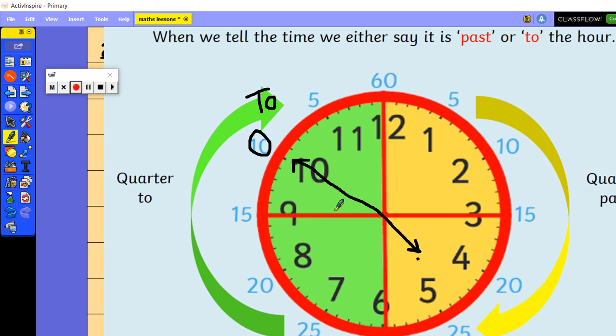Okay, so reading the clock as 2 times is really quite tricky. So just keep having a practice of doing it just like that with a clock at home. If you've got an analog clock at home and your parents don't mind you having a go at moving the hands and setting the time, then have a go and see if you can practice your past and to times.